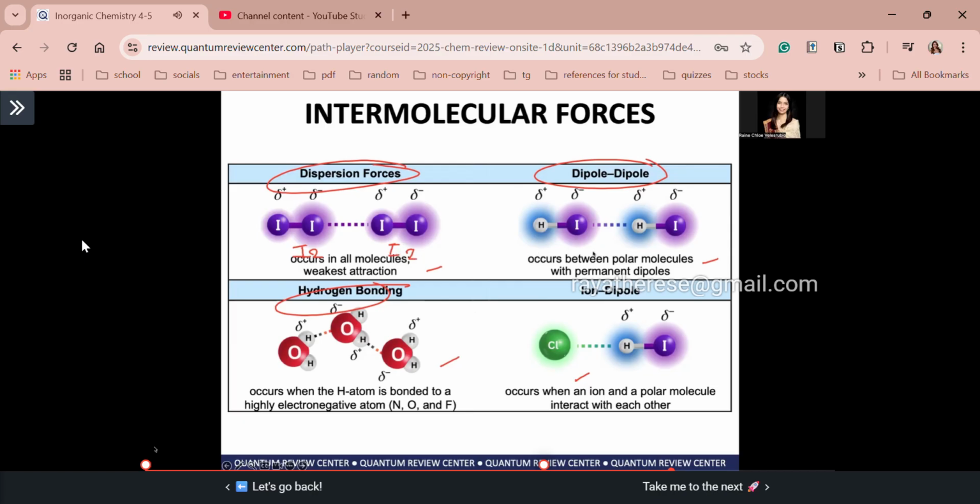Next, dipole-dipole between polar molecules. We know that HI is polar, so they will form dipole-dipole interactions because they are both polar. Now for hydrogen bonding, it occurs when the hydrogen atom is bonded to a highly electronegative atom such as NOF. So strictly NOF lang ang nagkakaroon ng hydrogen bonding, guys, okay? Hindi ko na uulitin yan. Again, NOF lang: nitrogen, oxygen, and fluorine.